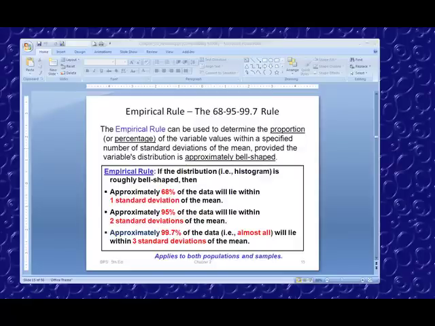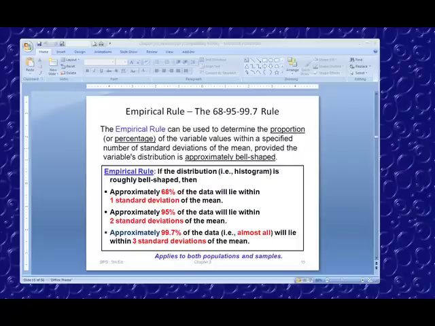Well, welcome back to Chapter 3. We're going to look at the empirical rule, the 68, 95, 99.7 rule. When we're dealing with a symmetric distribution, a standard normal distribution, we can determine the proportion of the variable values within a specific number of standard deviations from the mean. Or we could also call that a percentage or a probability. Now again, it has to be that we're dealing with a distribution that is approximately bell-shaped, or these normal distributions.